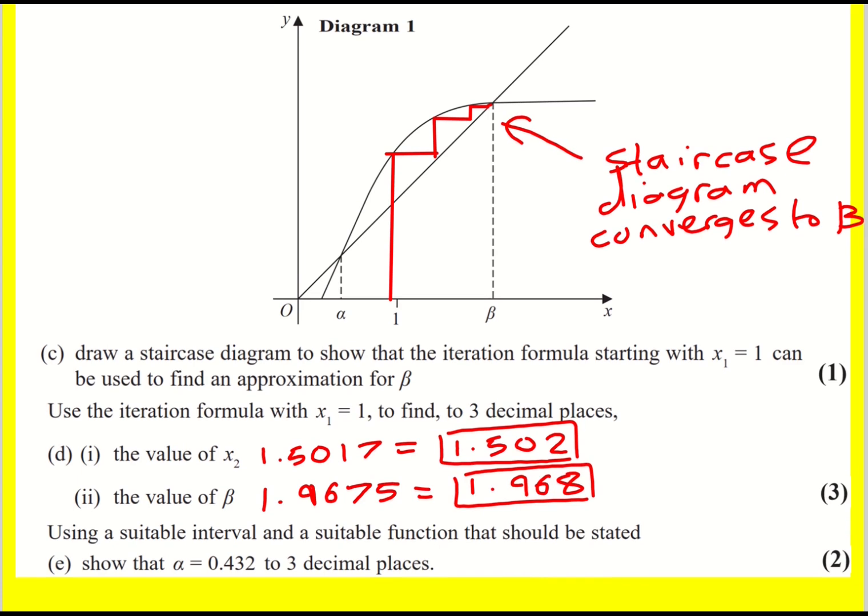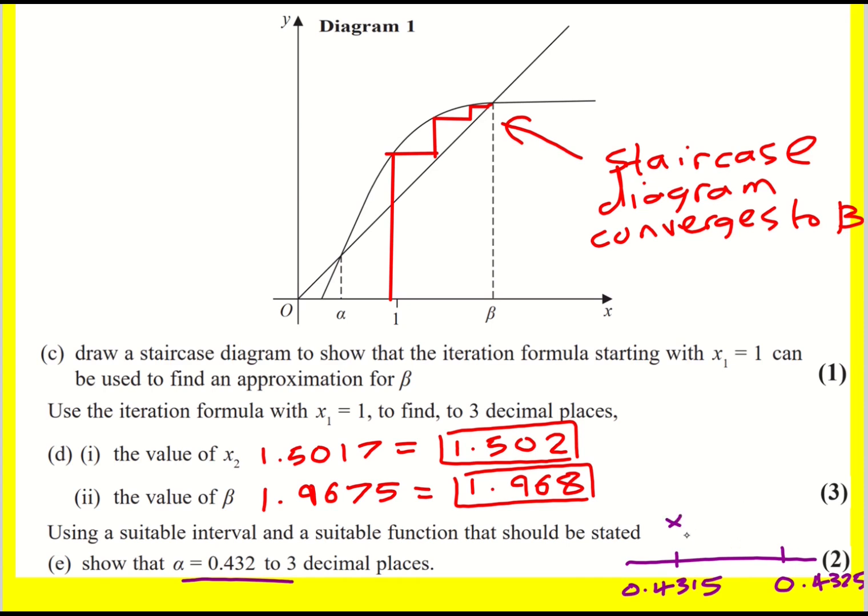Finally, using a suitable interval and a suitable function, it should be stated, show that alpha is 0.432 to 3 decimal places. This question doesn't want us to use fixed point iteration again. It's hinting at the sign change rule. What we're going to do is find a function, sub in 0.4315, and then 0.4325, and show that there's a change in sign.